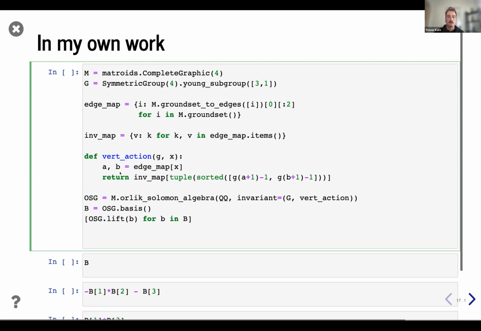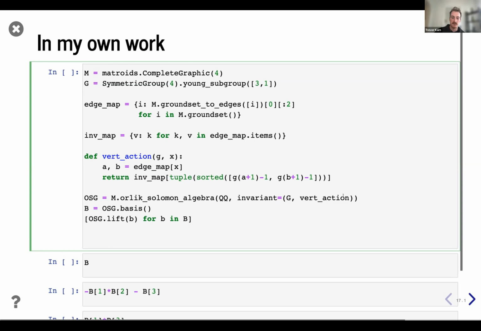And then all of this is just saying, okay, rearrange it so that it's acting on the edges instead of the vertices. Okay. Now I can create the Orlik-Solomon algebra for that with coefficients in Q. And one thing we added last summer was this invariant option. So this is saying, find the invariant corresponding to the group G with the action given by vert action.